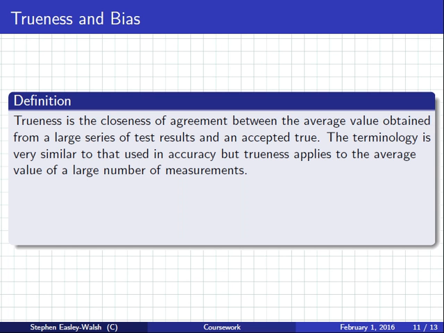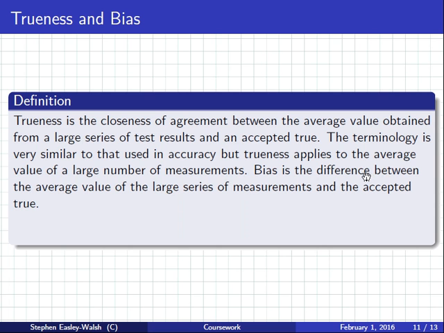So trueness is what you would use when you compare your value of G with the literature value of G, for example. Or when you compare the mass of your system with the true mass of the system when you measure it with the spring balance. Okay, so this is the trueness.